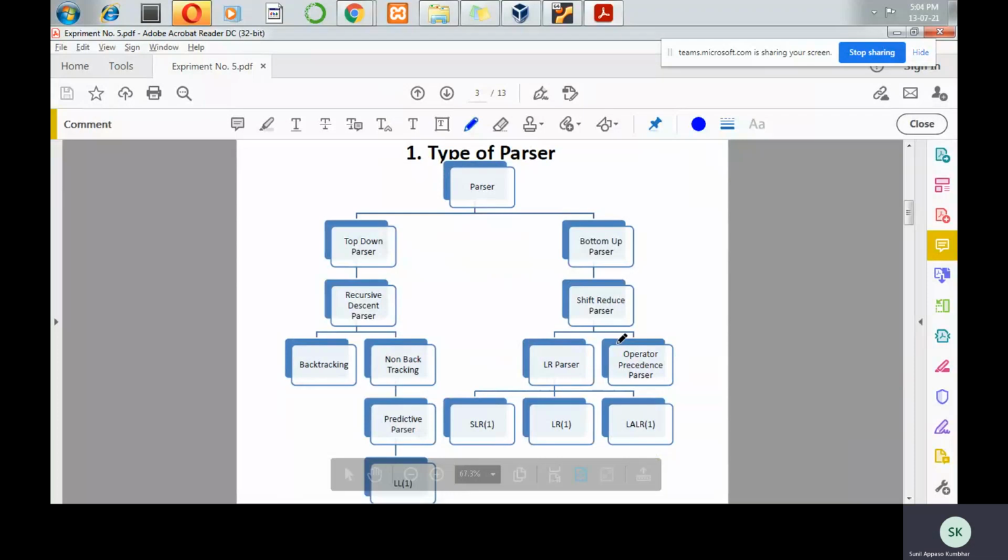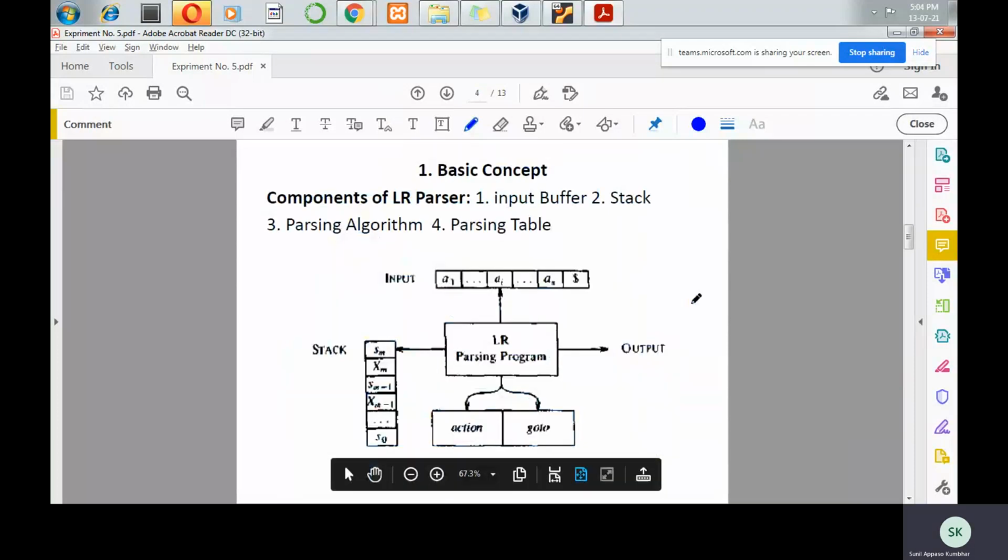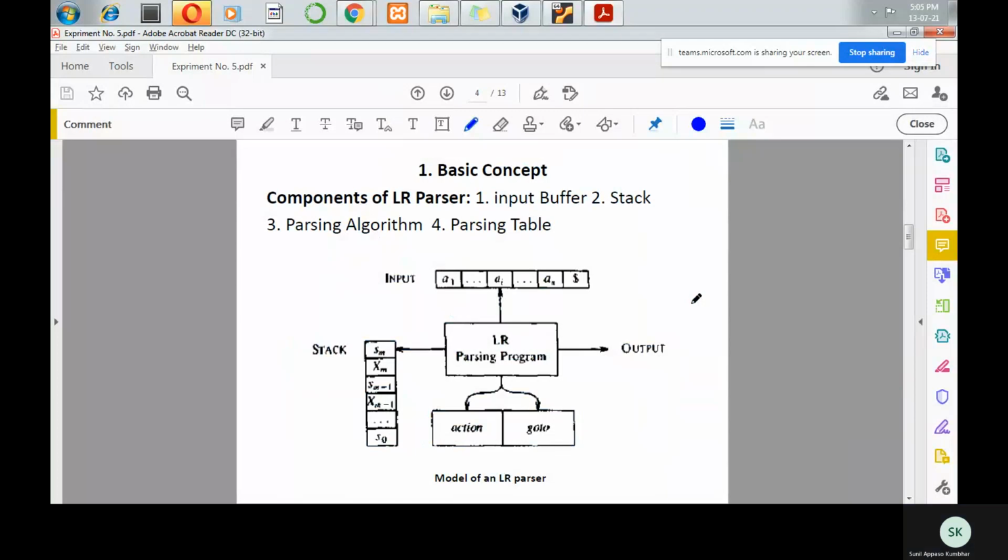There are four components of LR parser. The very first component is input buffer. This buffer is used to store a string followed by dollar. Stack is a data structure used to store stack symbol and the grammar symbol. Third component is parsing table, which is divided into two different entries, action and the goto. Output of LR parsing program is a parse tree.